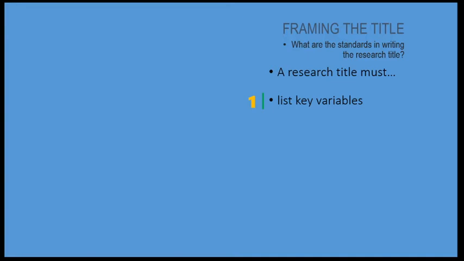Kung gagawa tayo ng mga research title, kailangan nakalagay lahat ng mga variables. I have already talked about the variables. Sabi ko na to sa inyo kung ano itong mga variables na to. Kung paano maghanap ng variables, ano ba ang variables, diba? So, list key variables. This is how to frame. Lista mo lahat. Academic performance, modular, flexible learning. Diba? So, ilista mo lahat yun. Mga variables man yan sila.